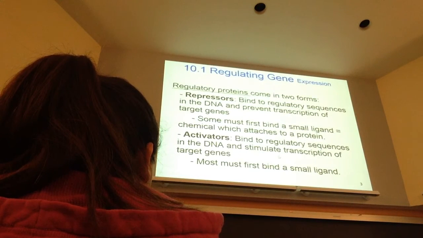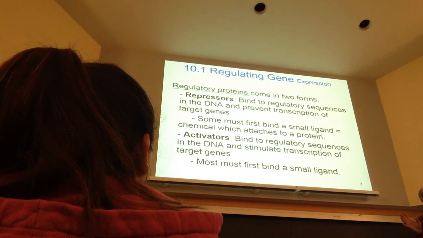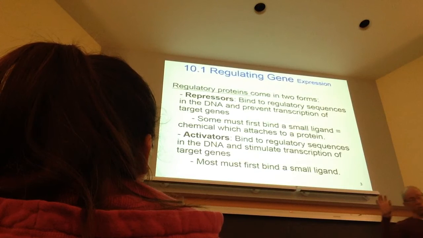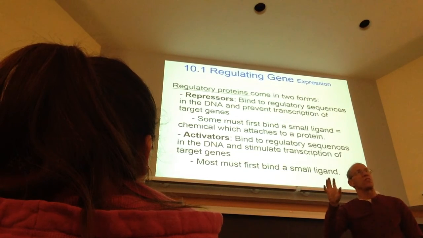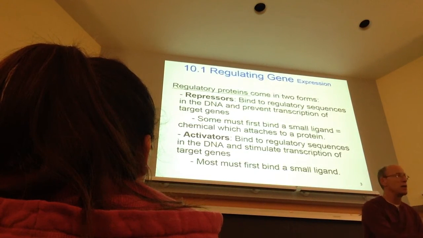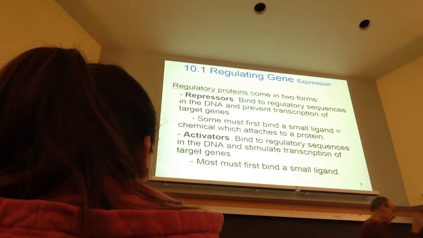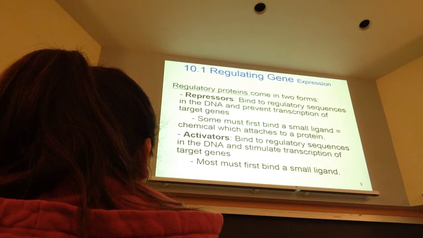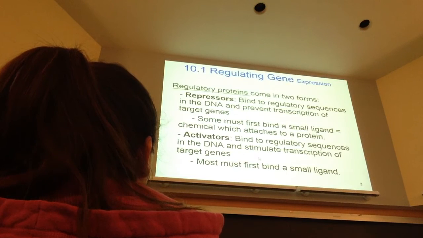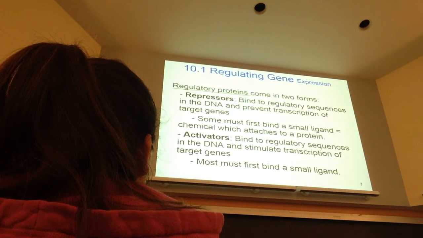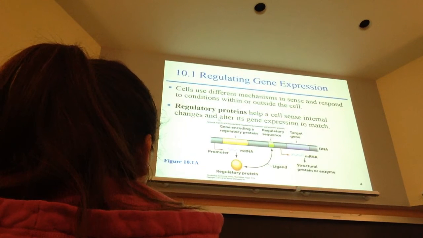A lot of times, in order to exert their effect, they bind to a signal molecule, because it's the molecule that is connecting them with the reality of whether they should be expressed or not. So there's that second layer of these ligand molecules, which just means a molecule that binds to a protein. So there's your introduction to activators and repressors.